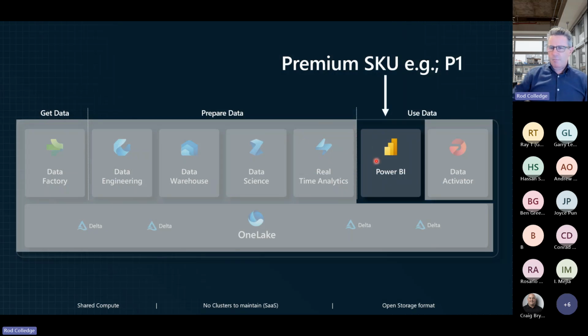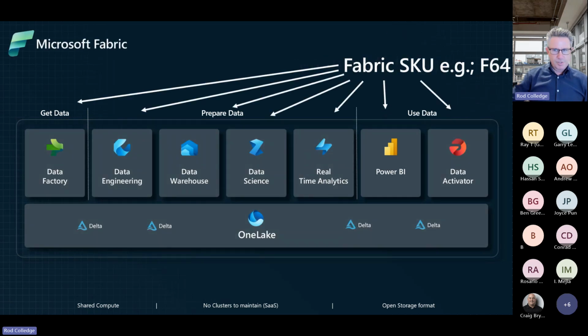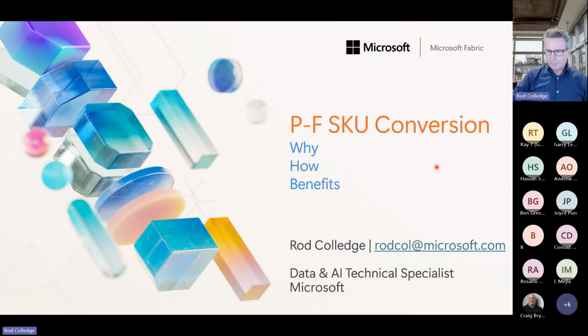So this is what we previously had. So you might buy a Power BI Premium P1 capacity. And this is what we're moving towards today and next year onwards. So you buy a Fabric capacity, so for example, an F64, and then you use that for any of those experiences, including Power BI.